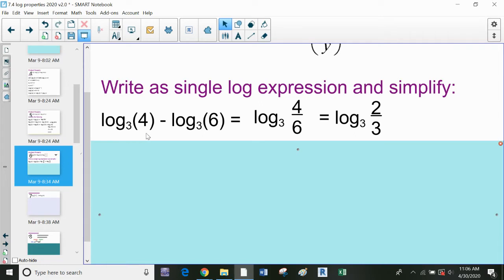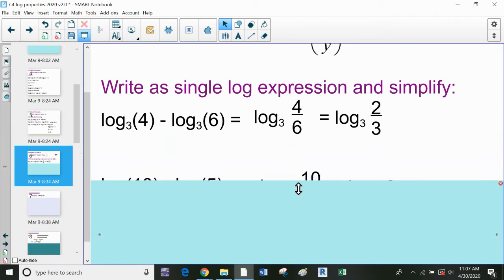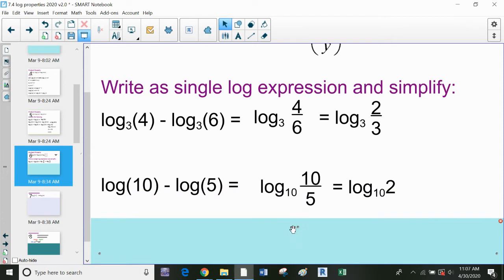So say you start with log base 3 of 4. You're going to subtract log base 3 of 6. You want to write that as a single log expression. So go ahead and write log. Keep your base the same, 3. And now it's first expression divided by second one. So 4 divided by 6. So what I have is log base 3 of 4/6. And every math teacher in the world makes you simplify fractions. I am no different. So this, divide top and bottom by 2, becomes log base 3 of 2/3. Try another one.